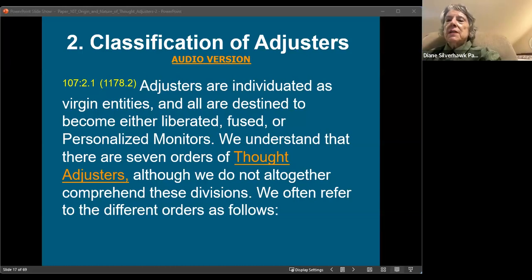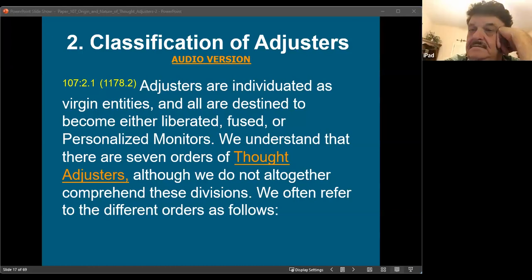Okay. 2, classification of adjusters. Adjusters are individuated as virgin entities and are all destined to become either liberated, fused, or personalized monitors. We understand that there are 7 orders of thought adjusters, although we do not altogether comprehend these divisions. We often refer to the different orders as follows.